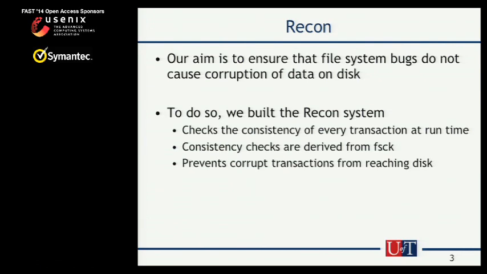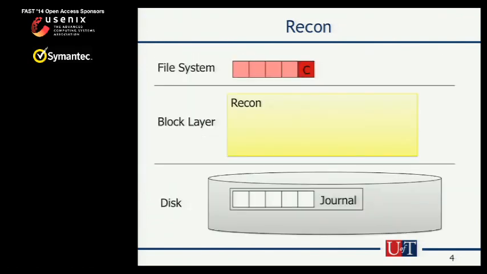So our aim is to ensure that the file system is not able to cause corruption of the data that's on the disk. To do this, we built the Recon system, which was first presented at FAST 2012. And Recon checks the consistency of every transaction at write time. So it takes consistency checks from the FSCK offline tool and applies them in an online fashion to the transactions, which prevents corrupt transactions from reaching the disk.